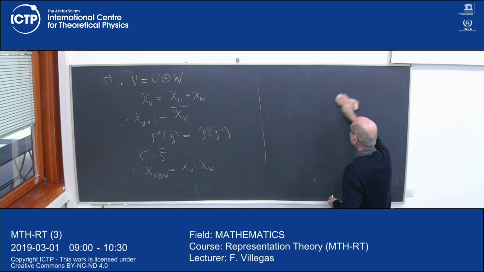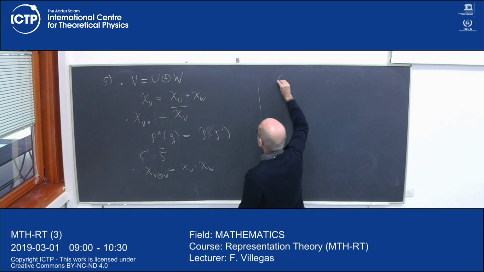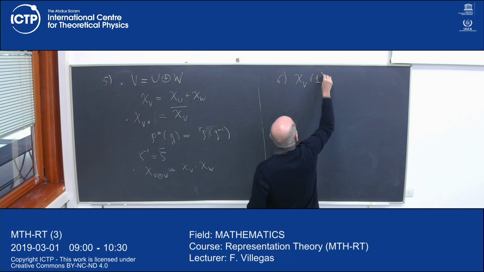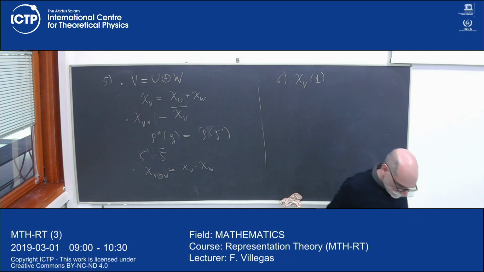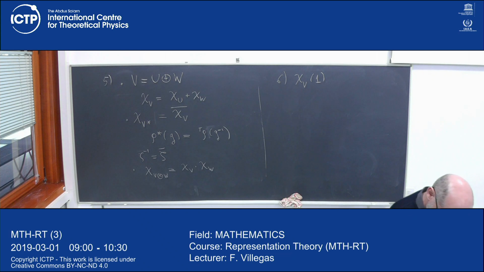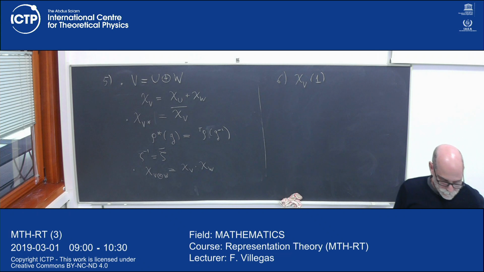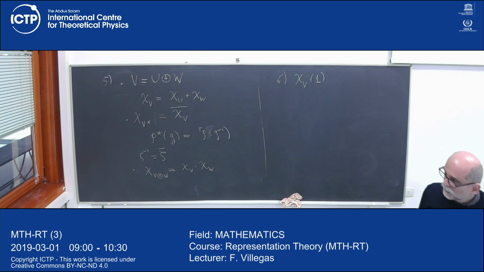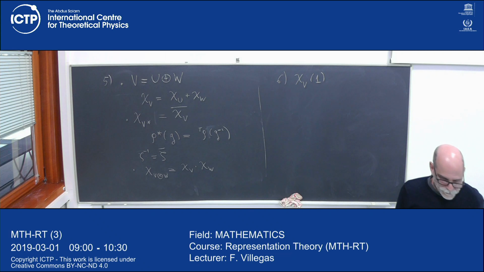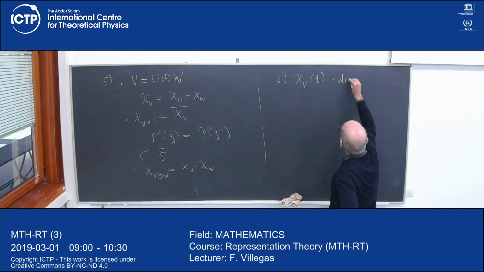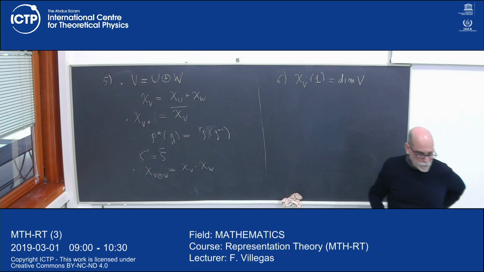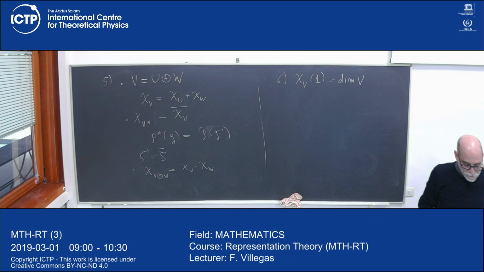One other point to make is that what's the value of the character at the identity? Yeah. One. No. Why should it be 1? Because it's not a homomorphism. It's the dimension of the space. Because it's the trace of rho of 1, and rho of 1 is the identity, because rho is a homomorphism. Right?